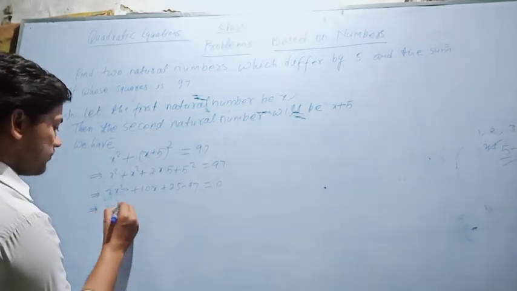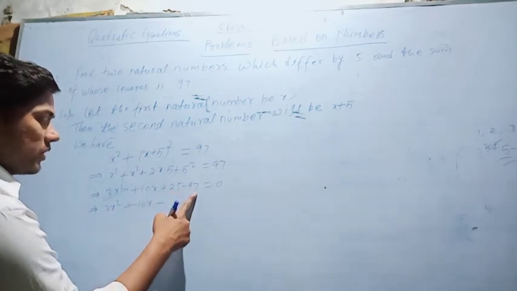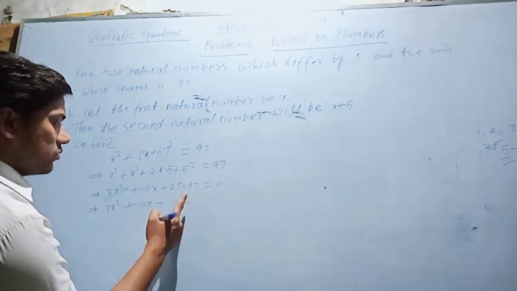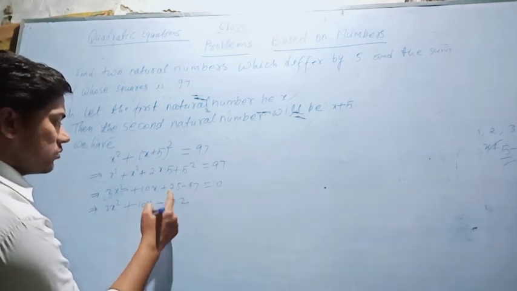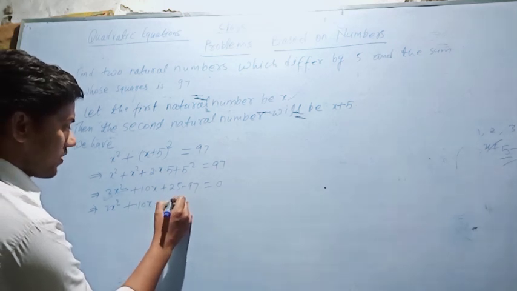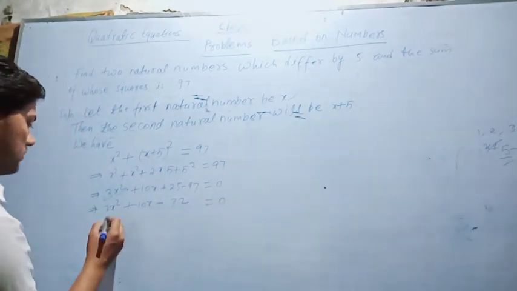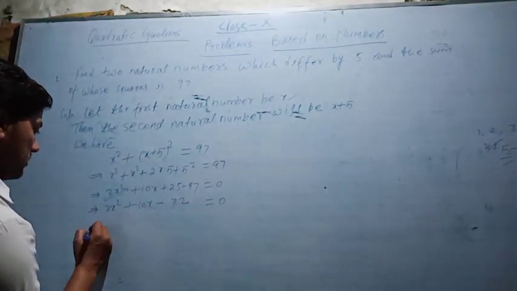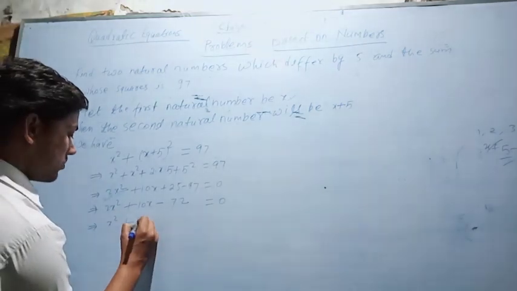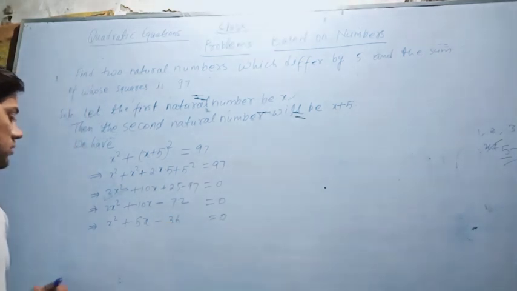So 2x square plus 10x minus 72 is equal to 0. Then 2 will come out: x square plus 5x minus 36 is equal to 0.